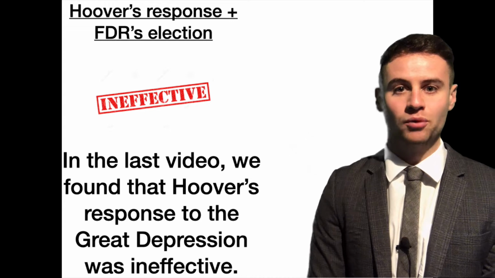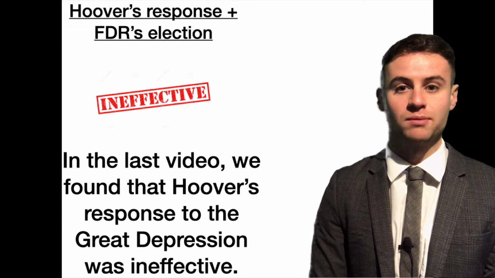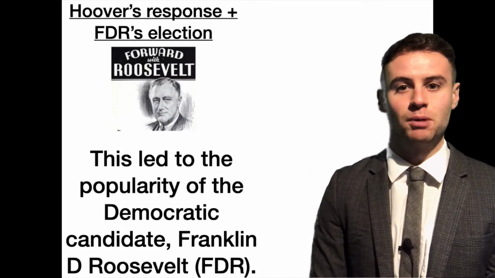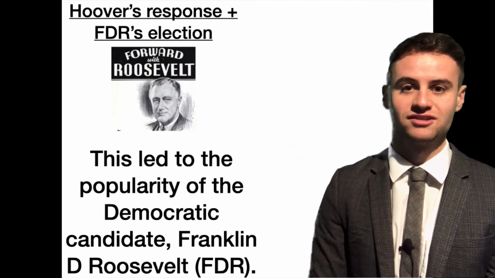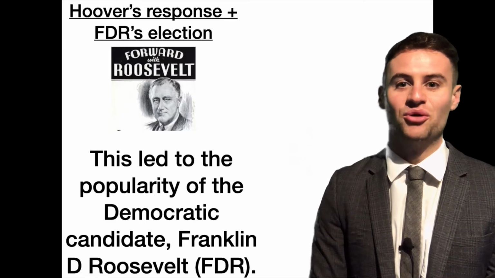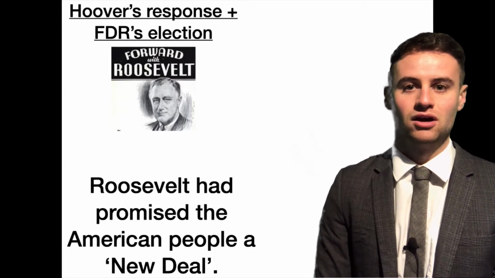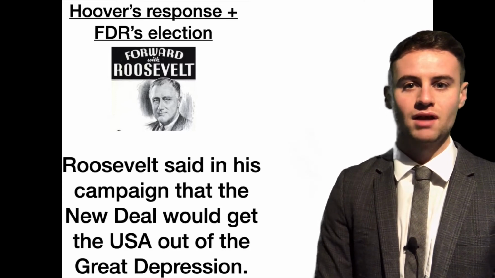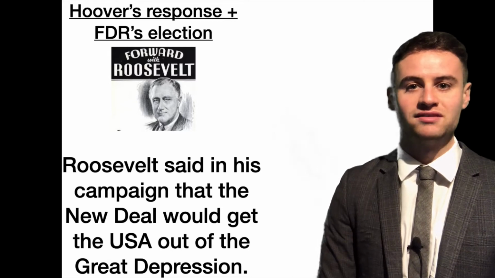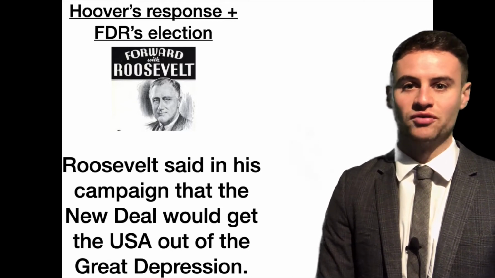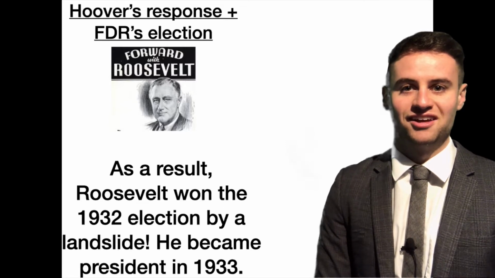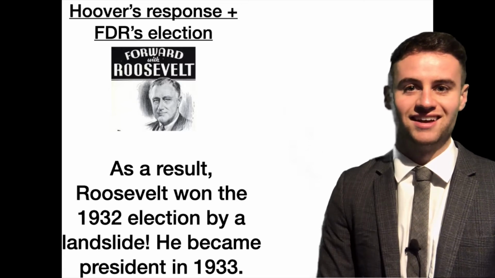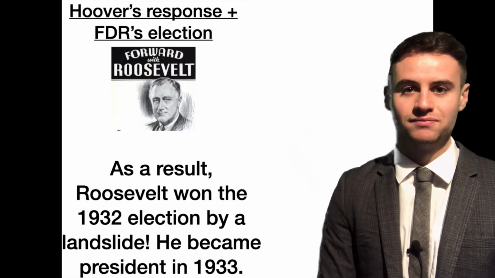So, in the last video, we found that Hoover's response to the Great Depression was ineffective. This led to the popularity of the Democratic candidate Franklin D. Roosevelt, otherwise known as FDR. Roosevelt had promised the American people a New Deal. And Roosevelt said in his campaign that the New Deal would get the USA out of the Great Depression. So as a result, Roosevelt won the 1932 election by a landslide. He became president in 1933.